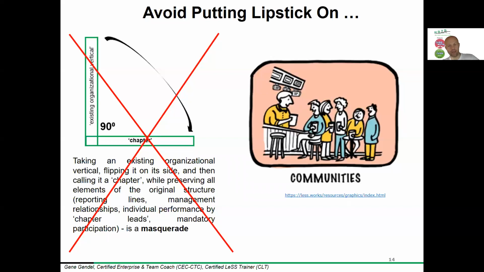And of course, naturally, common sense would be: if you support a community, if you come to a community, if you dedicate your time to a community, you will most likely be willing to take something from the community back to your respective teams. But do not confuse it with an existing org structure being flipped on its side and not being called a chapter or community. Community should have no reporting structure, obviously no performance appraisals, no hierarchy.